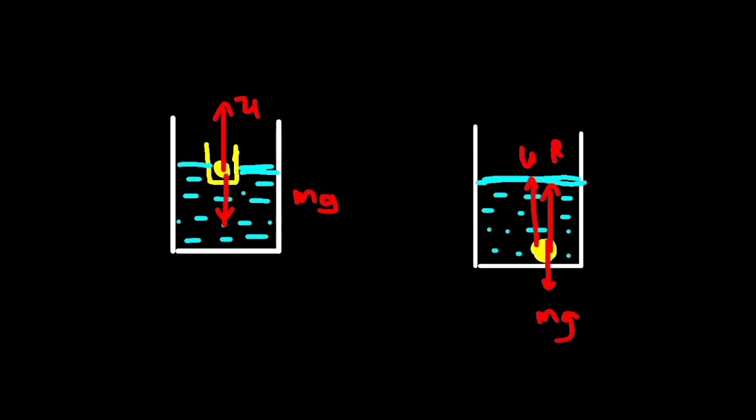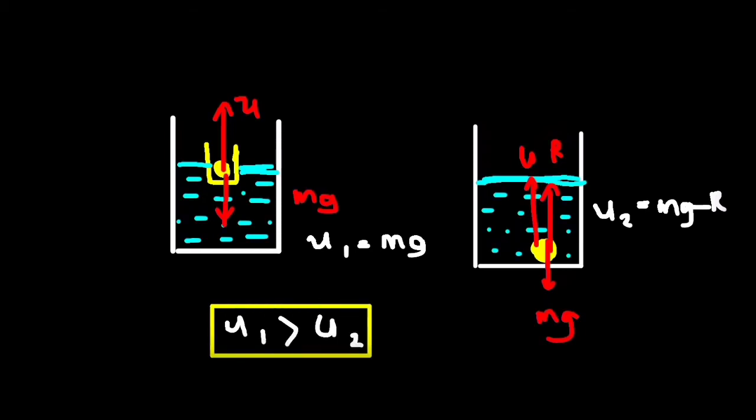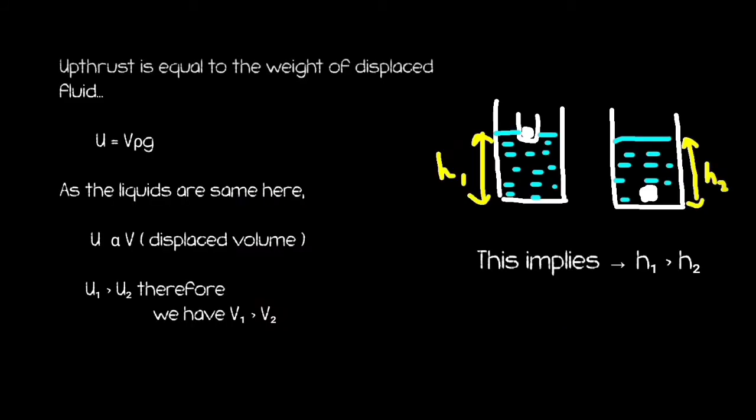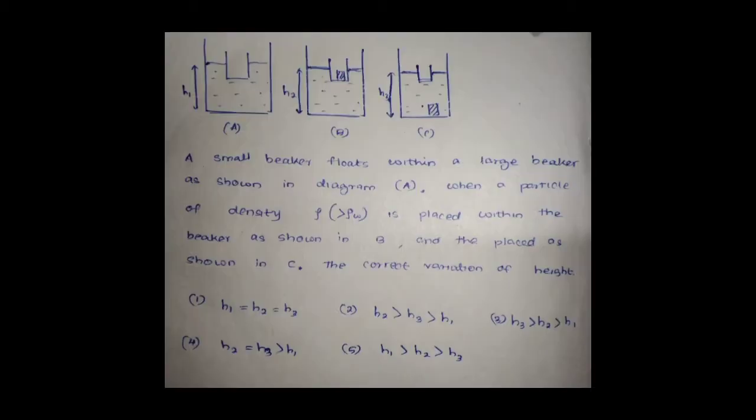Considering equilibrium, we obtain that U1 is equal to mg, and in the second case, U2 is equal to mg minus R. We are using the same object, therefore the masses are the same. Comparing these two, you must be able to understand that U1 is greater than U2. Here we can observe that U1 is greater than U2 clearly with the above idea. Therefore, it is now clear that height H1 is greater than H2. With that, we are able to approach this question.